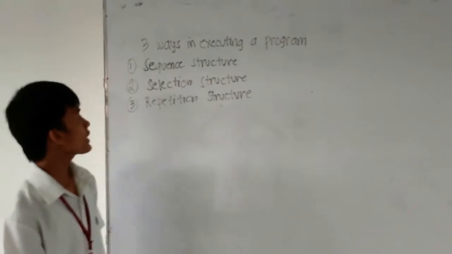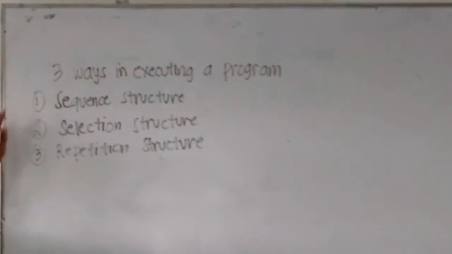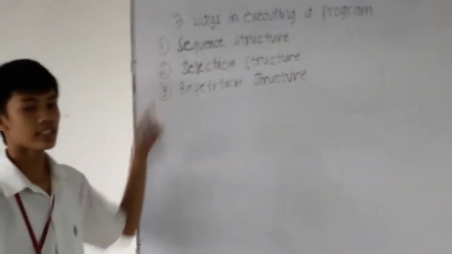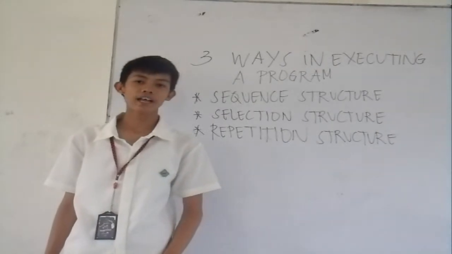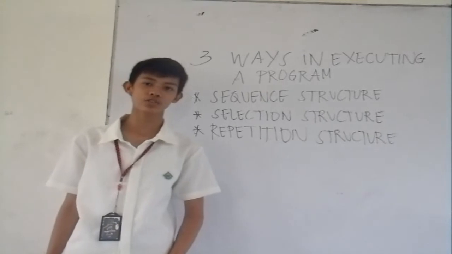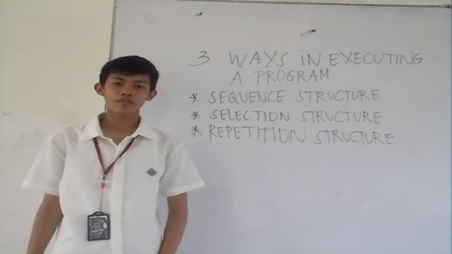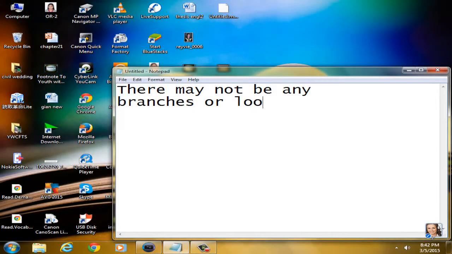There are three ways in executing a program using control structures: the sequence structure, selection structure, and the repetition structure. Let us first discuss the sequence structure. In sequence structure, it performs one or more action in sequence. Thus, the general requirement of this structure is that one or more action may be performed in sequence after entry or exit. There may not be any branches or loops between the entry and the exit.